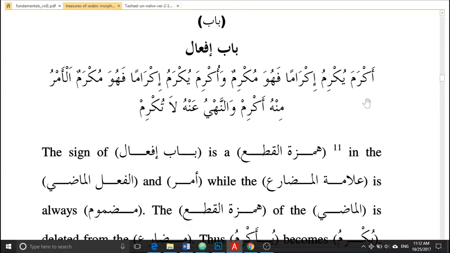So remember this. If it comes adkhala, I mean he made someone enter. If it's adkhala Zaydun, Zayd made someone enter.